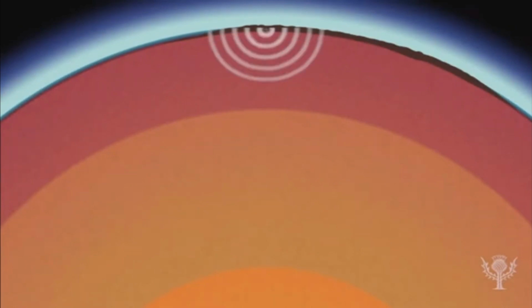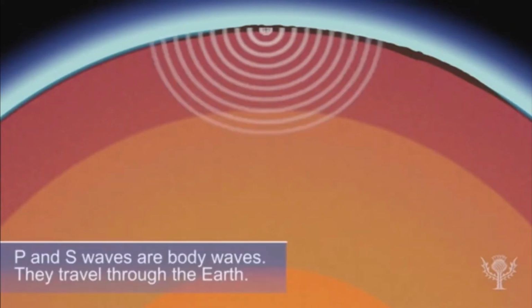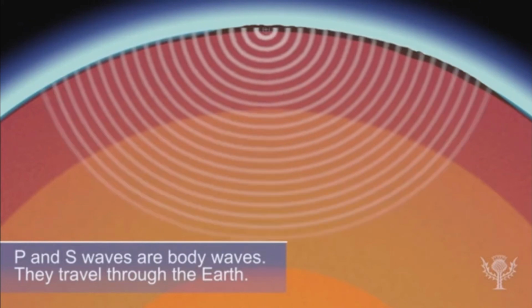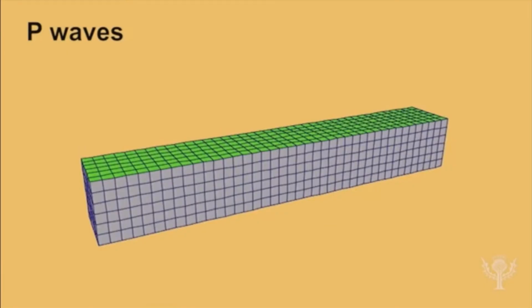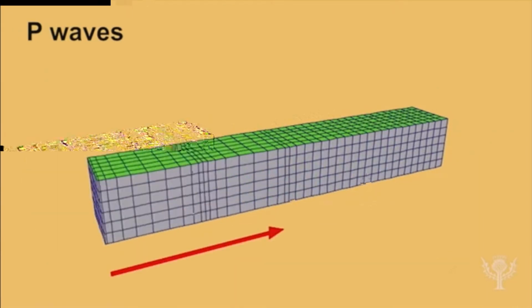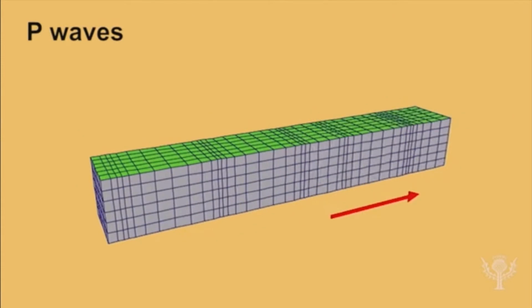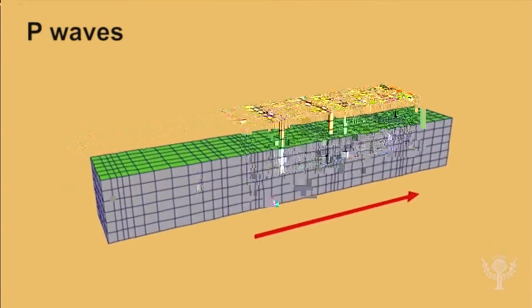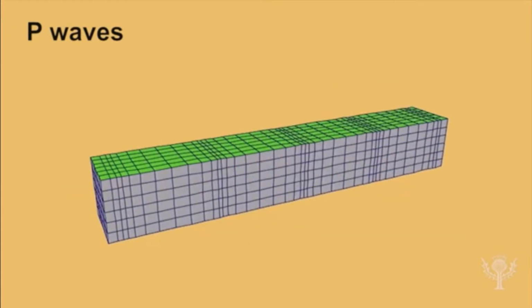There are two main classes of seismic waves: body waves and surface waves. Body waves travel within the body of Earth. These include P waves, or primary waves, and S waves, or secondary waves. P waves cause the ground to compress and expand, moving back and forth in the direction of travel. They are called primary waves because they are the first type of wave to arrive at seismic recording stations. P waves can travel through solids, liquids, and gases.